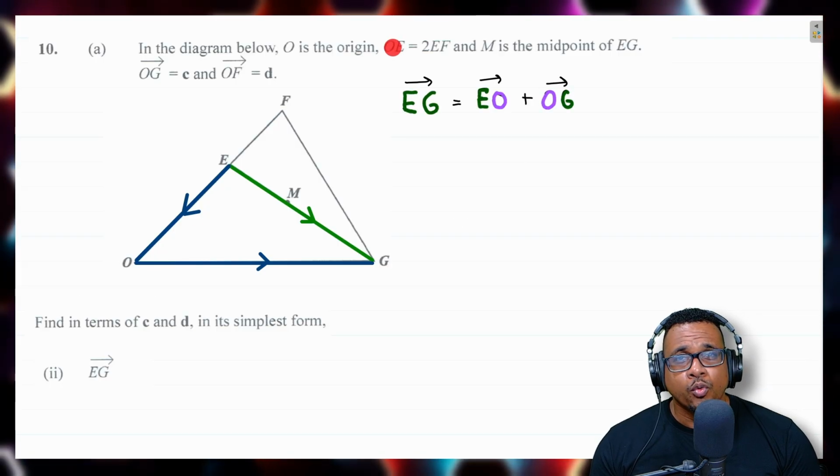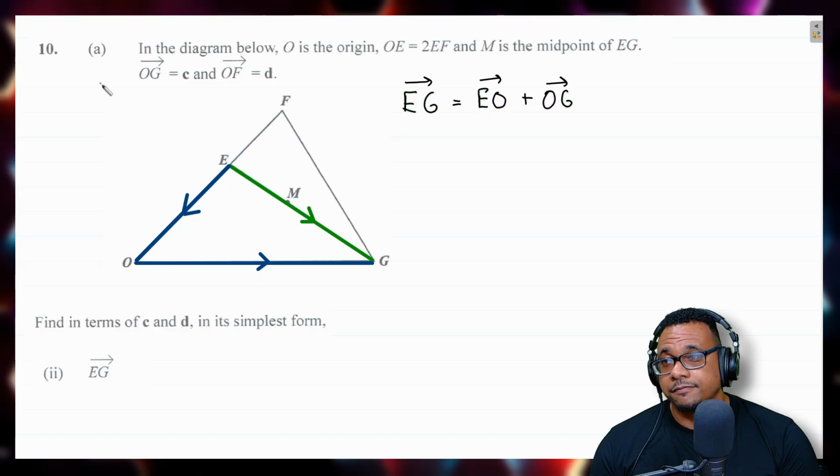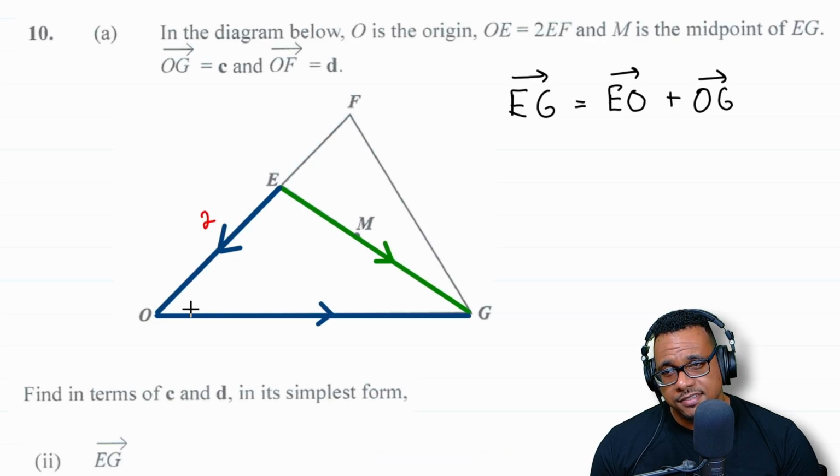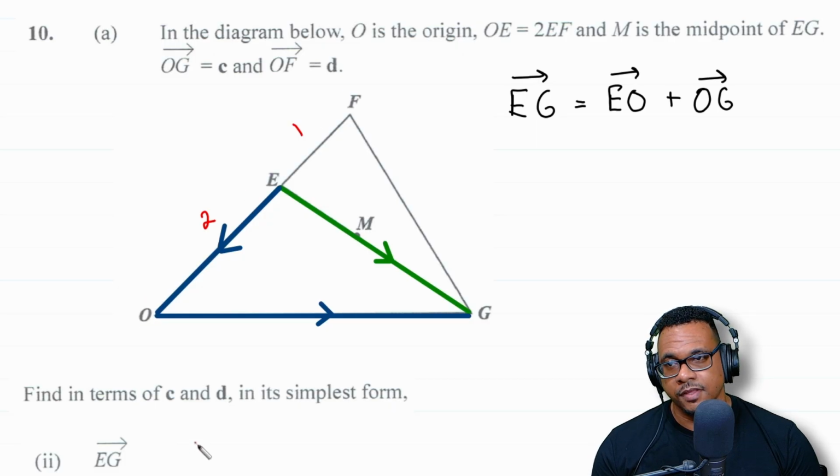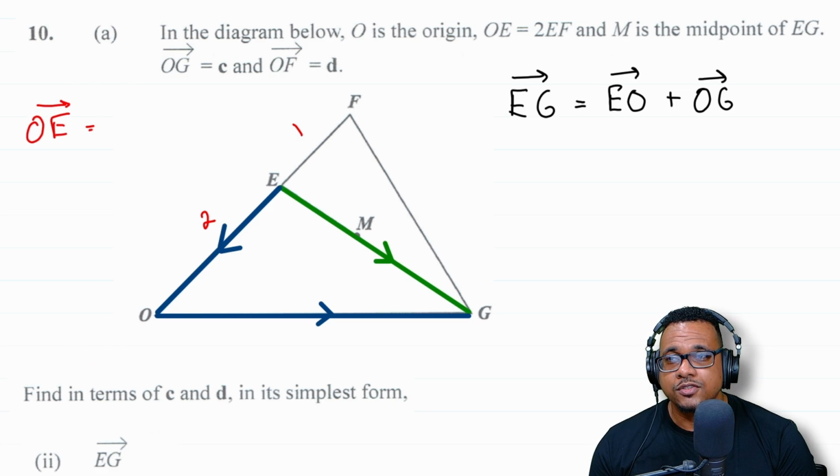So now remember, O to E was 2 times E to F. So O to E was 2 parts and E to F was 1 part, because this distance is twice this distance. Therefore, the total distance is 3 parts, and the total distance will be from O to F. And remember we said, since this is 2 parts out of 3, this is 2/3 of O to F. So again, I'm going to write O to E is 2/3 the vector O to F, which will be, remember the vector O to F is d, so that's 2/3 d.